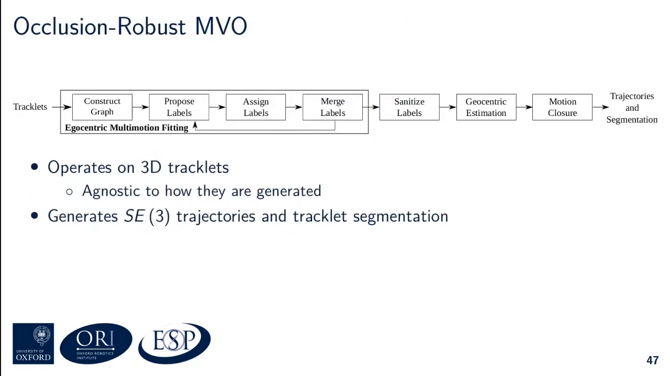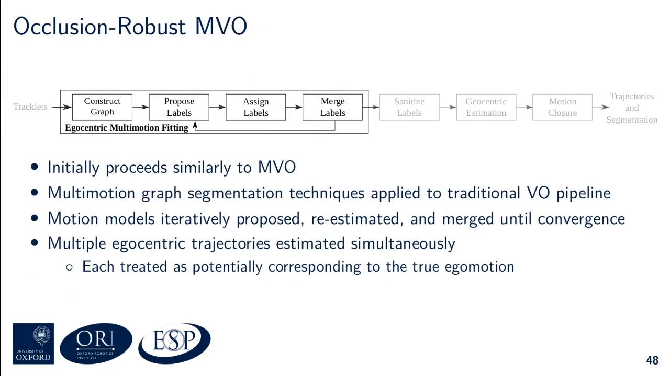The Occlusion-Robust MVO pipeline is structurally similar to the original pipeline, operating on 3D tracklets and being agnostic to how they are generated, and it outputs the trajectories and segmentation for all the motions in the scene. Likewise, it initially proceeds similarly to MVO, using graph-based multi-motion segmentation techniques to extend the traditional VO pipeline. The segmentation is cast as a multi-labeling problem, where each motion is represented by a label. Motion models are iteratively proposed, re-estimated, and merged until the segmentation converges. It estimates multiple egocentric trajectories simultaneously without making any assumption as to which corresponds to the true ego motion.